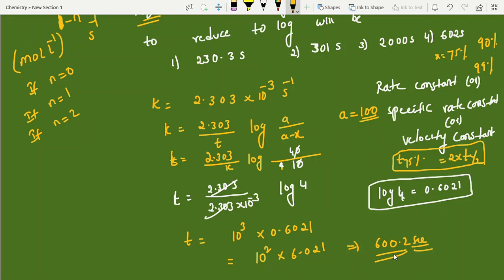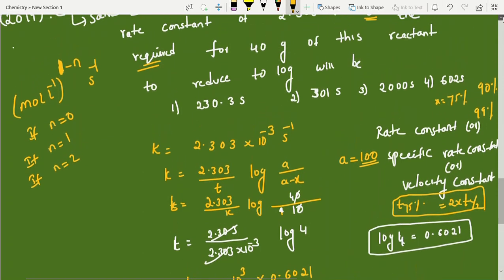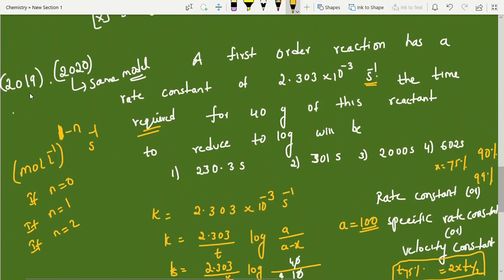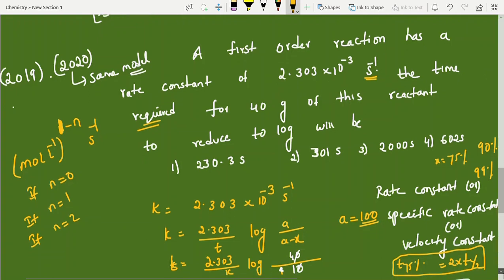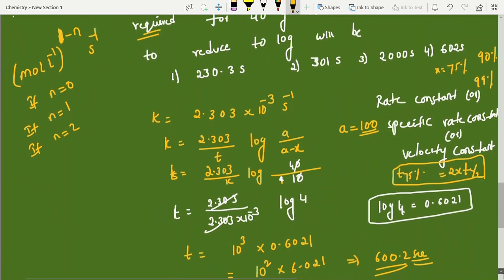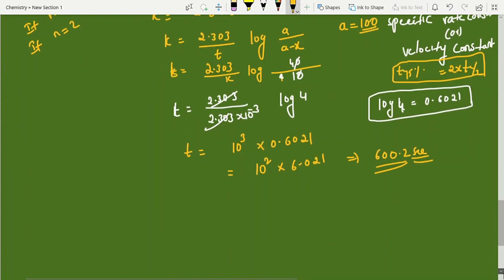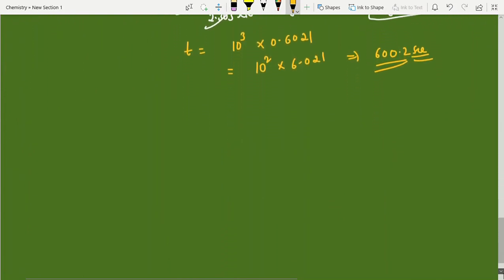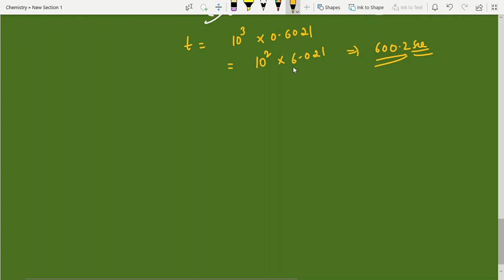This is your answer. Similar model in 2000, whatever I mentioned just now, 2019 and 2020 model, they just change the values. Now, I said I'll give you the logarithm values. In the coming videos, I can do more chemical kinetics questions. First, everyone, you have to practice these logarithm values and come.